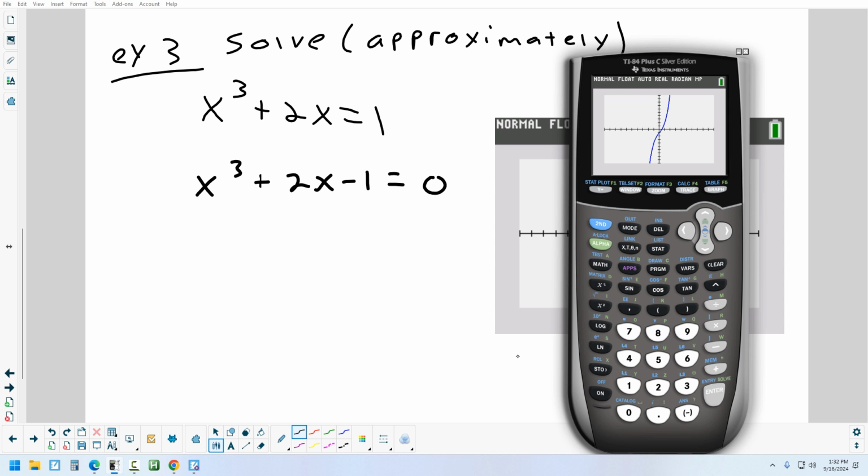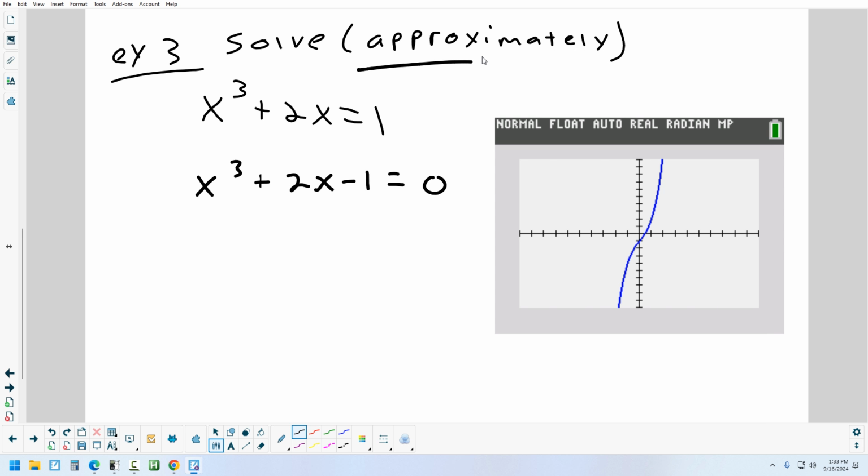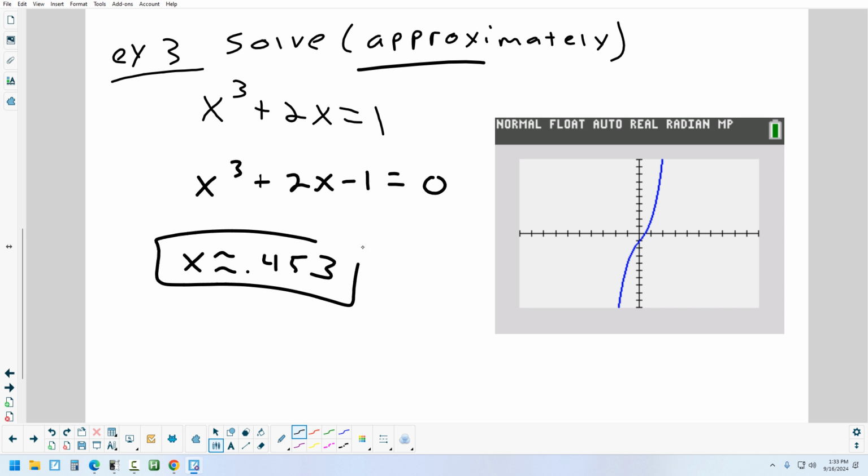So how do I find where it crosses? Second calc, 0. Go to the left of it, go to the right of it, and we get 0.453. We could just write 0.453, because again, they said approximate, so a decimal is okay. Any questions on how we got 0.453?